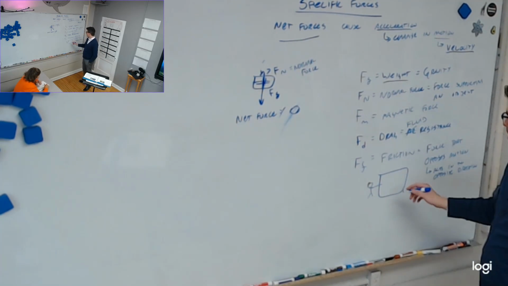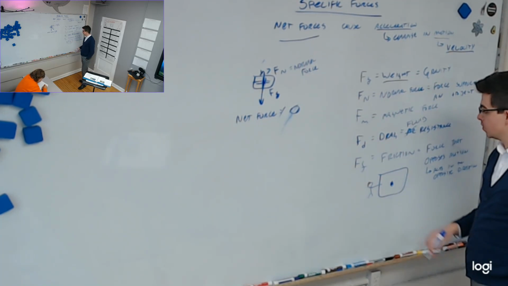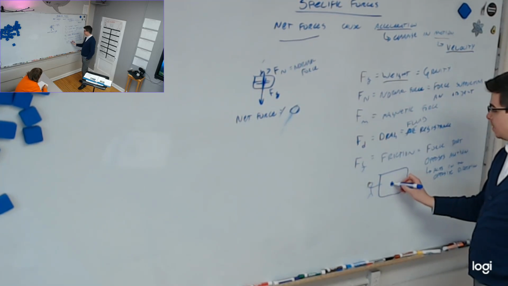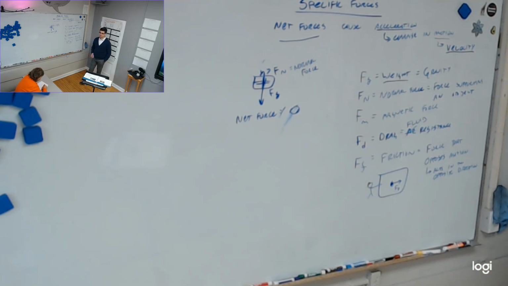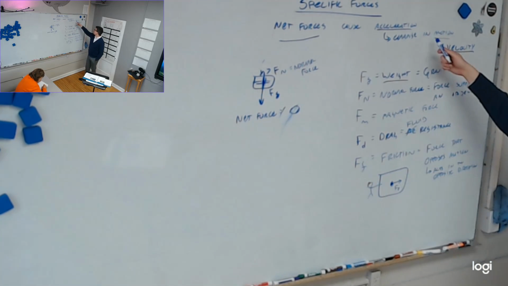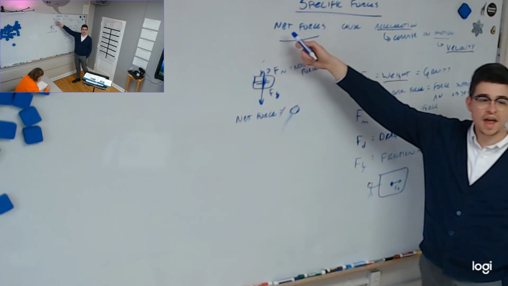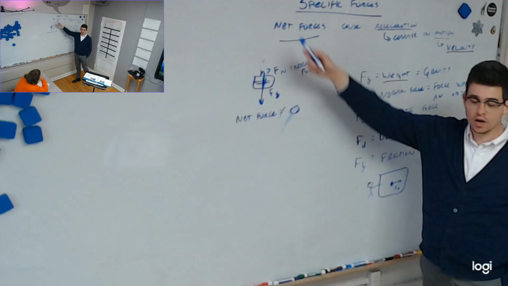Anyway, Kesslin is pushing on a box. We're talking just about the box, not Kesslin. She's applying a push force, F sub P, to the box. It's not moving. If it's not moving, what do we know? Is it accelerating? No. Its motion is not changing, so it's not accelerating. So what must the net force be? Zero net force.